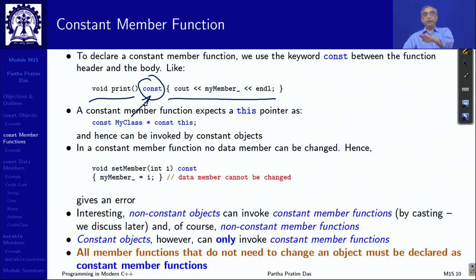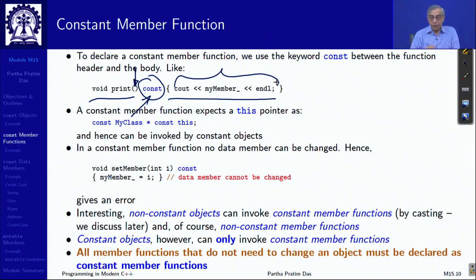What change does it bring into the compiler? It tells the compiler to pass a const MyClass * const this pointer as the this pointer to this function. Right? So now the match will happen. Second, it tells the compiler that this function is a constant member function. So, do not allow any change to happen to the state of the object within the body of this function.